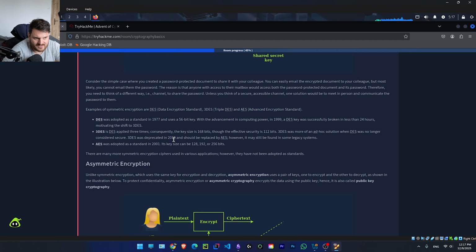3DES was more of an ad hoc solution when DES was no longer considered secure. 3DES was deprecated in 2019 and should be replaced with AES. However, it may still be found in some legacy systems. AES was adopted as a standard in 2001. Its key size can be 128, 192, or 256 bits. There are many more symmetric encryption ciphers used in various applications. However, they have not been adopted as standards.